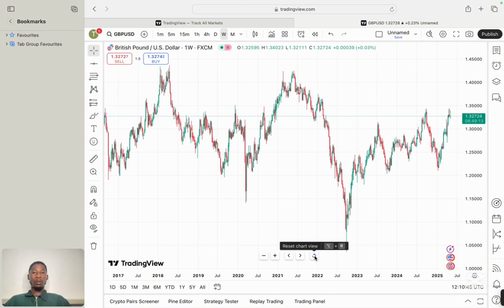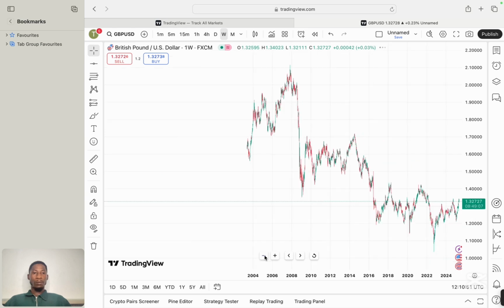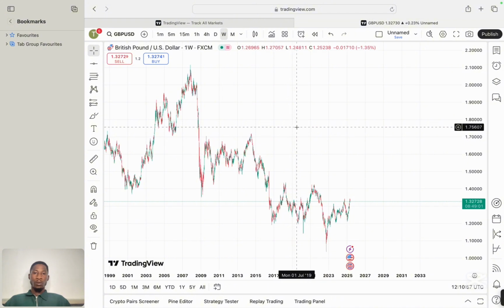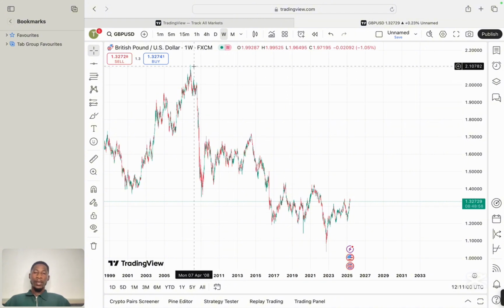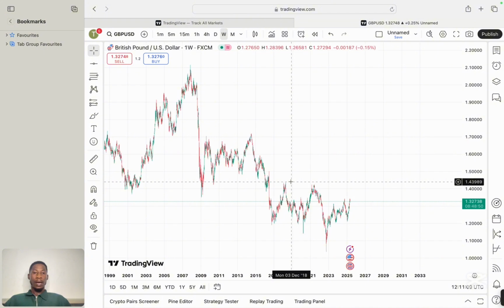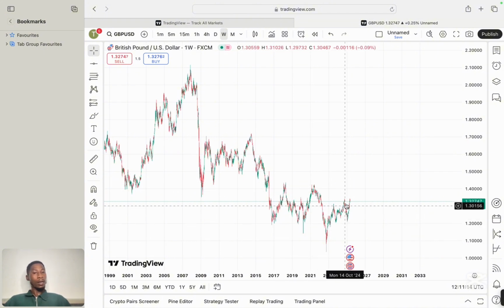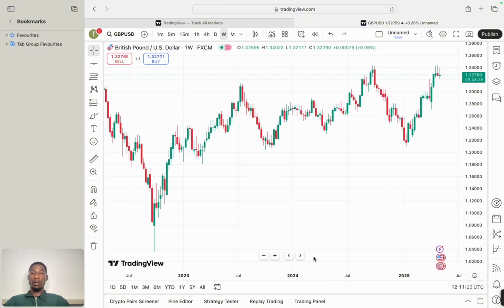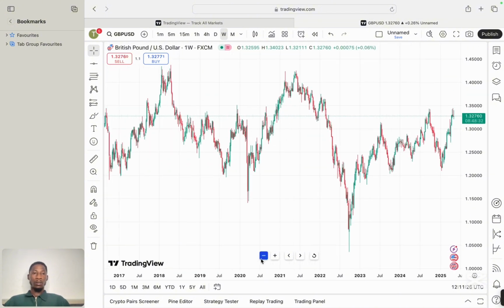Now I'm on the weekly time frame. Here, let me zoom out to see what the market is still doing. Zooming out, you can see the market made a high here, and it made a low here, a higher low and a lower low, a higher low and a lower low, a higher low and a lower low and a higher low. So this is telling me that GBP USD is on an overall bearish trend.